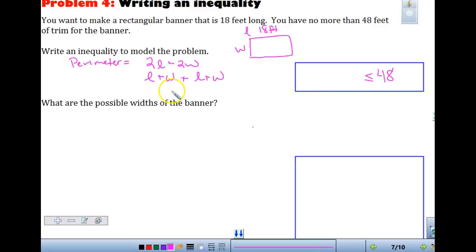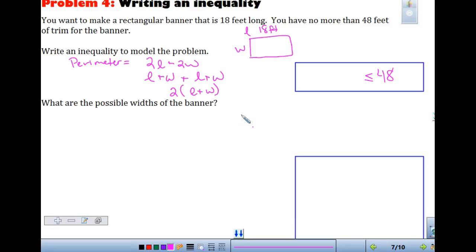Anyone use a formula with a parenthesis? It's really 2 times the what? Length plus width, right? So all 3 of these formulas work for perimeter. And when you read a story problem and you're like, I don't get what it's asking me, you need to think, oh, am I working with the perimeter? Am I working with the area? What am I trying to find?